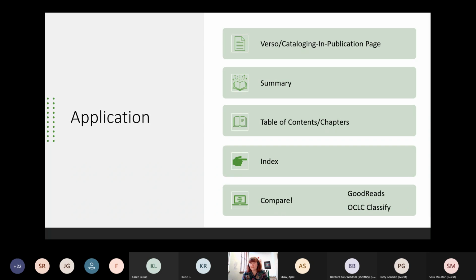So a good place to check for subject headings is on the verso, or the Cataloging in Publication page. Oftentimes they will include both Library of Congress terms and also the BISAC, I think is how I was going to pronounce that acronym, but we'll get into what that means as well. Usually three or four subject headings are included in that publication data, on the reverse side of the title page.